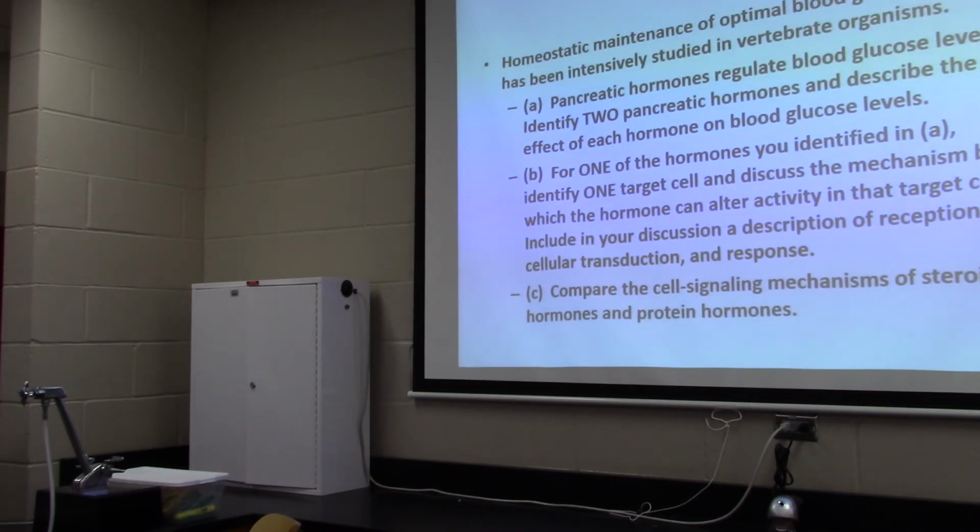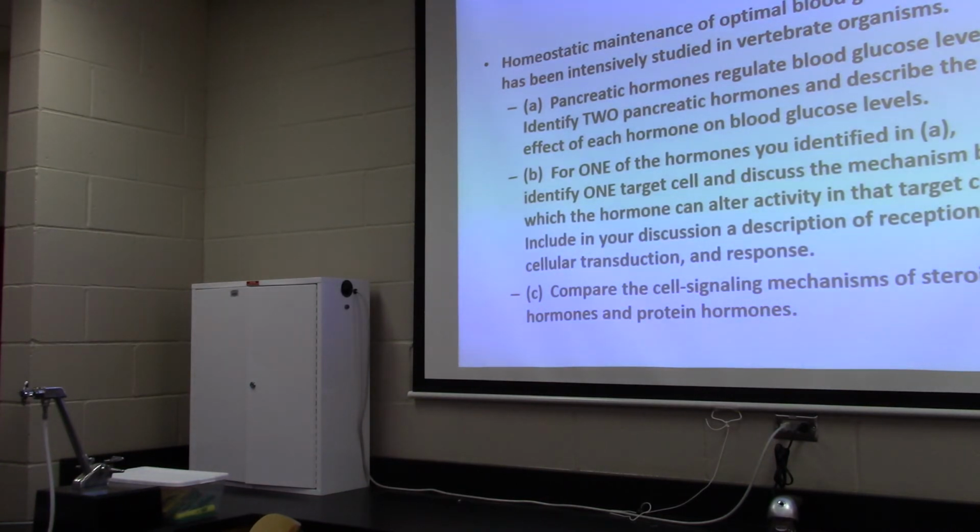And then B, describe the effect of each hormone on blood glucose levels. So you could say insulin works to do what? Lower blood glucose levels, whereas glucagon works to raise blood glucose levels. If you said all of that, you probably got 4 points on part A. That's easy, okay? There's always going to be on these long free response questions a couple of points that are easy to get. Those are the easy ones to get.